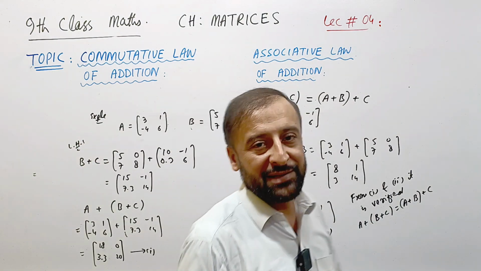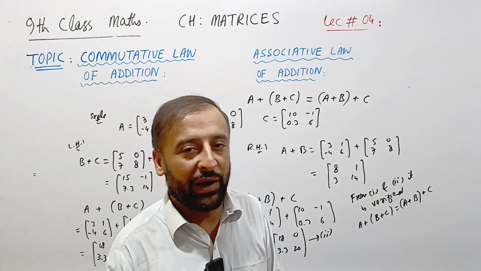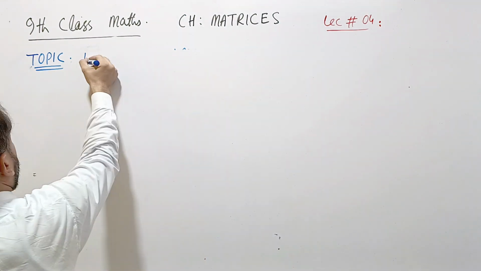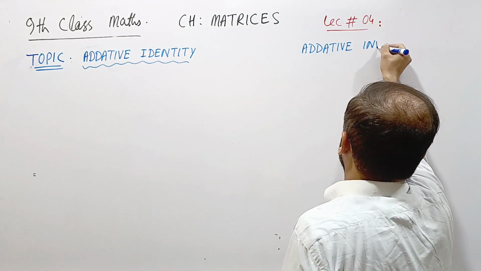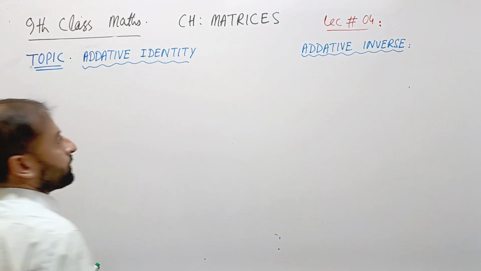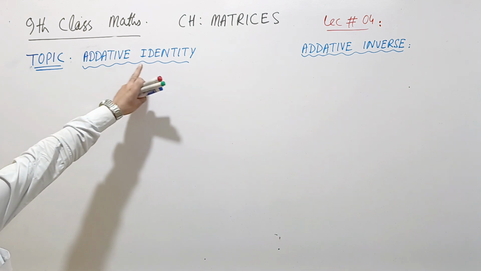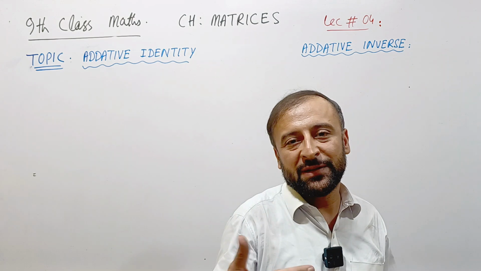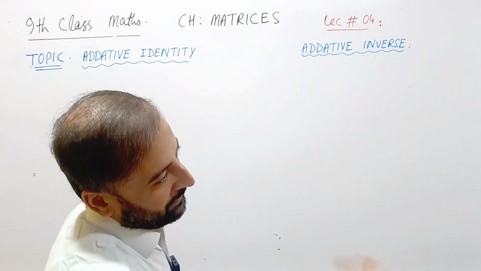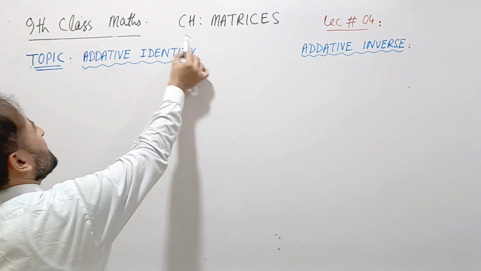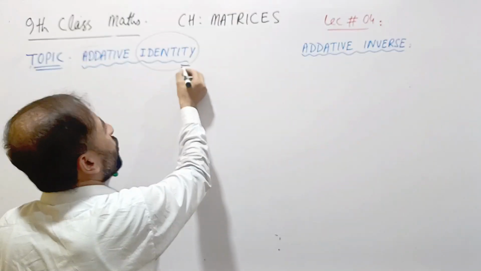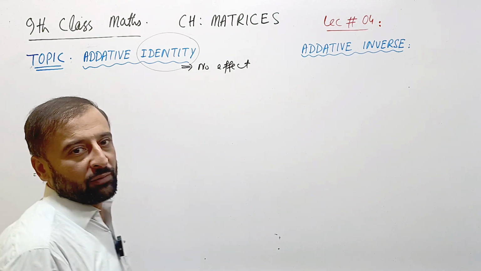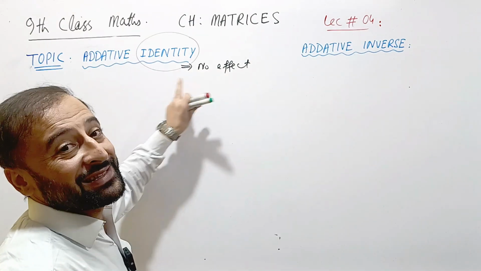Dear students, let's discuss another topic called additive identity, then additive inverse. All right, students, additive identity. Identity, not that identity of English, which means for identification, for recognizing. Here, in mathematics, identity means having no effect. Having no effect in the given operation means that it will not change the other thing.